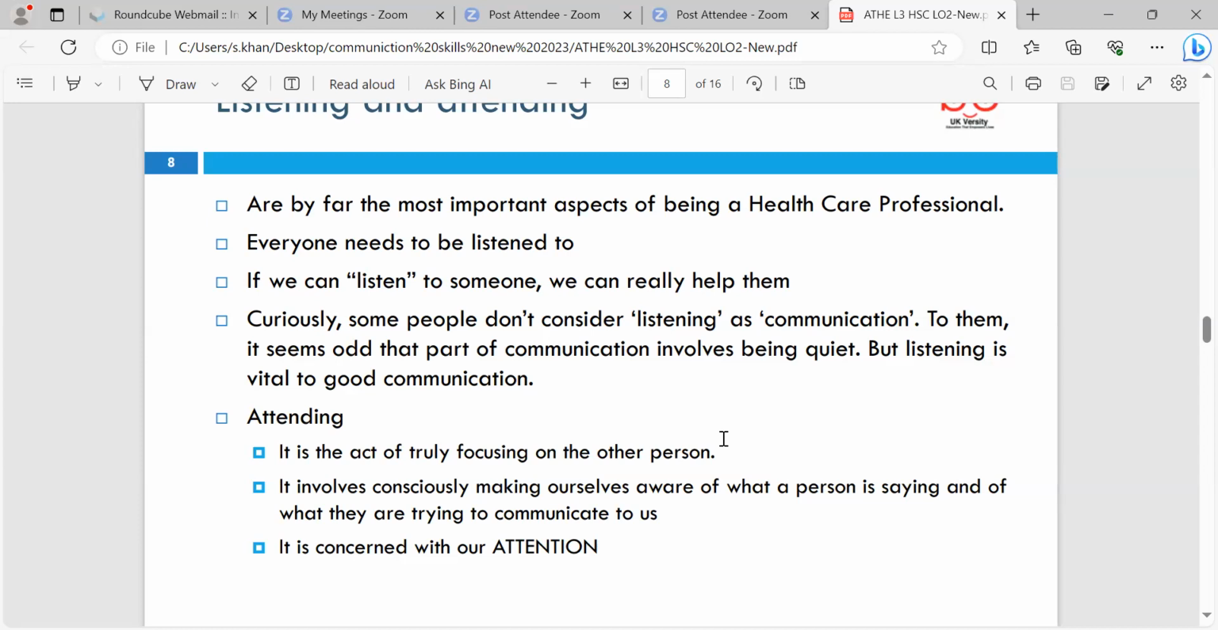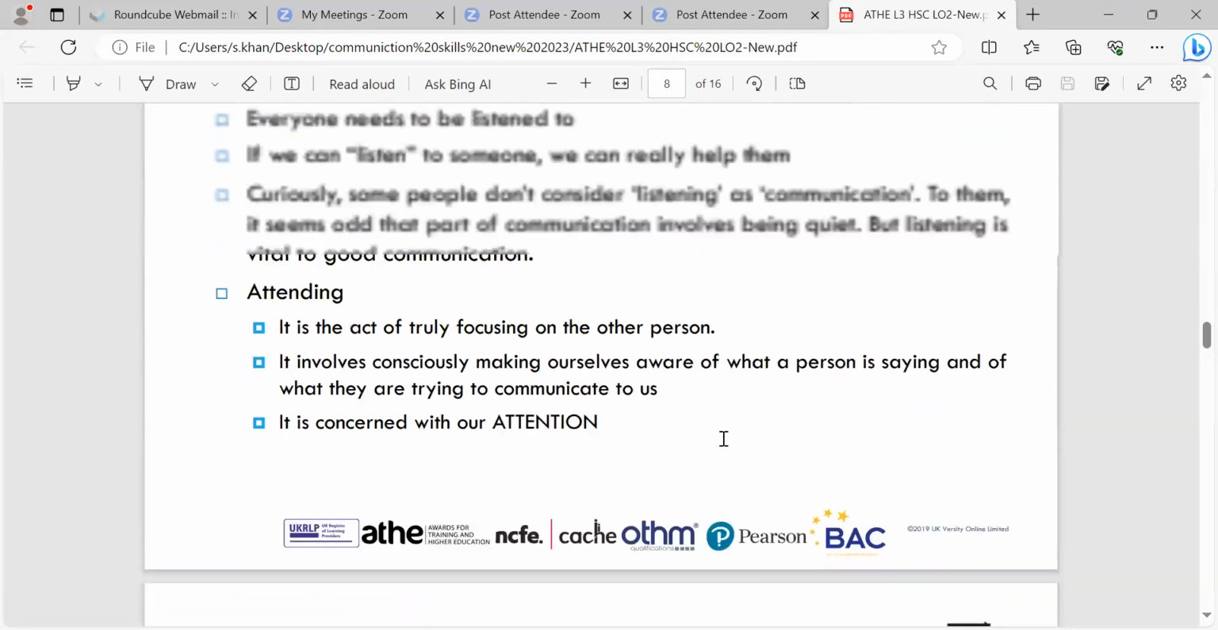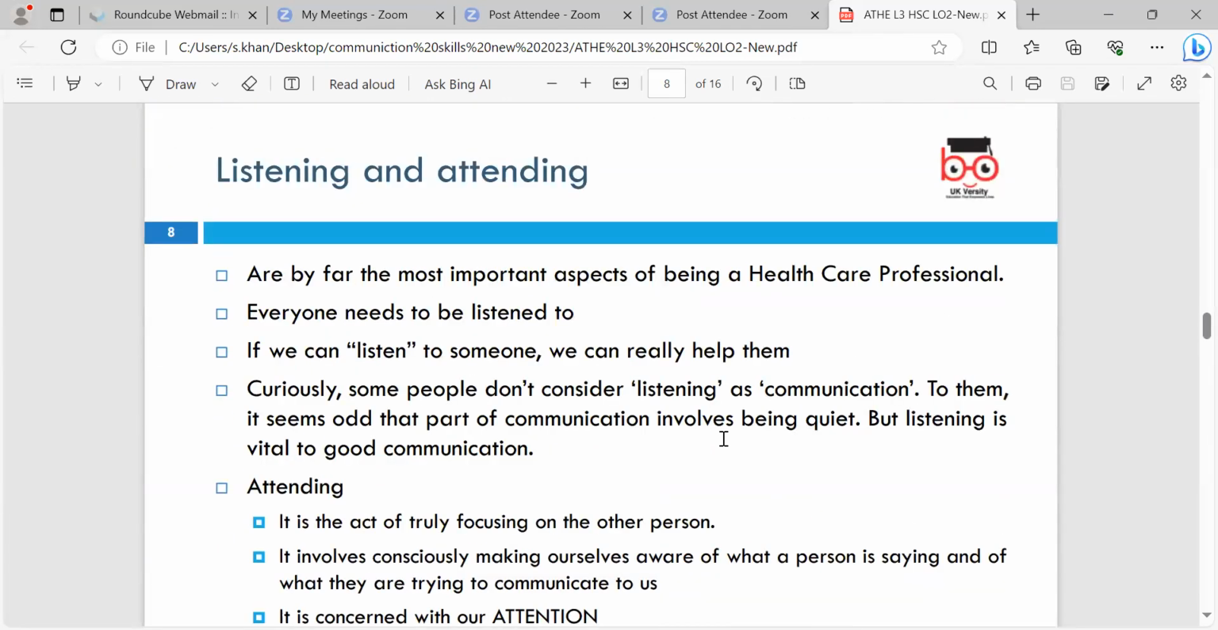It involves consciously making ourselves aware of what a person is saying and what they are trying to communicate to us. It is concerned with our attention. Why is attention so important? Why is paying attention so important to someone?